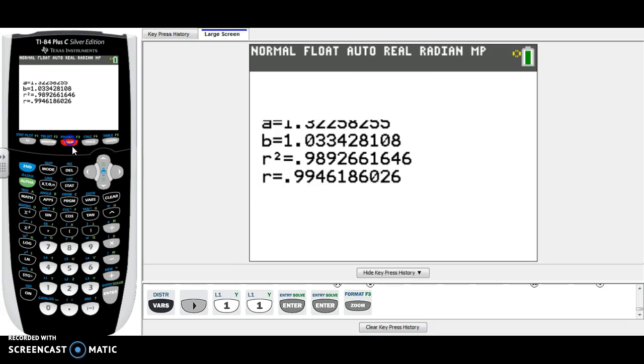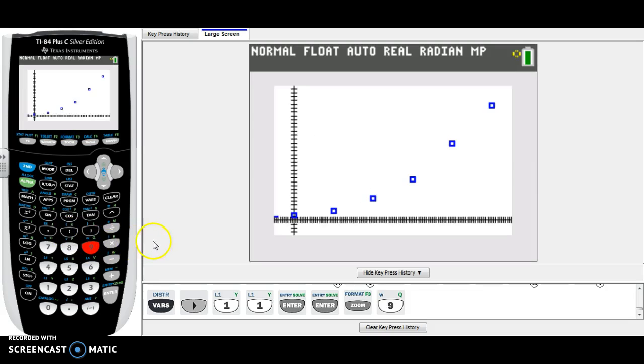If you want to look at your graph, go to zoom 9, and you'll see that your line of best fit is graphed on the line. All of those points are very close to the line, which again tells us that it was a strong positive correlation.